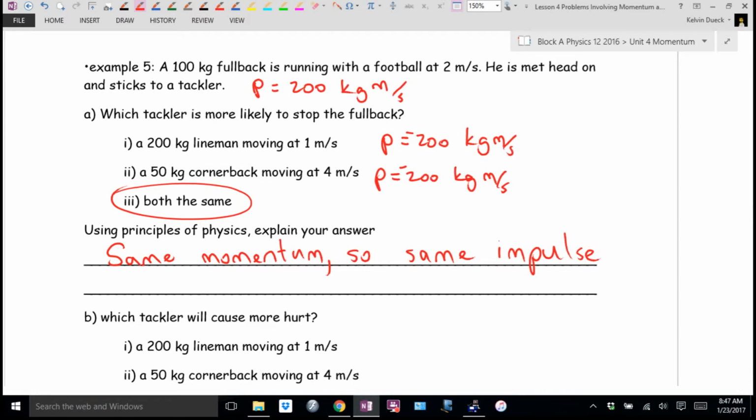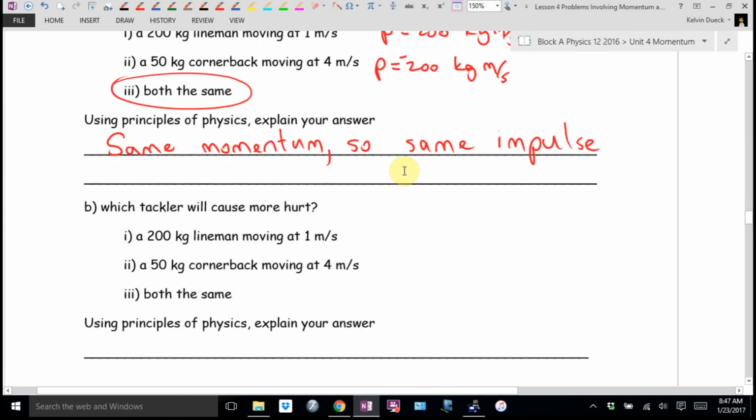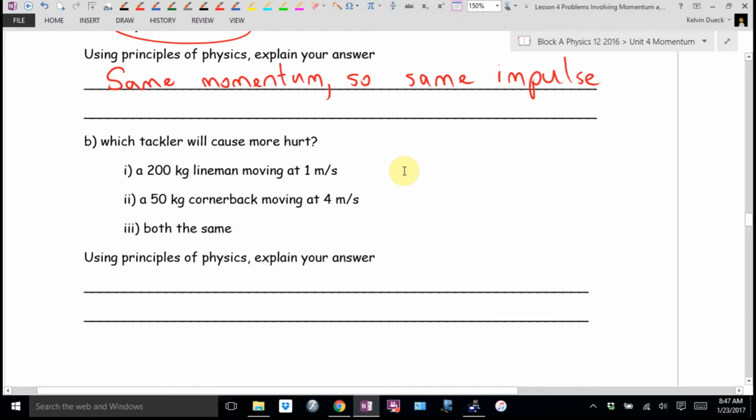Okay. So this sort of explains, if you watch football, some of the tackling that goes on. If you're bigger, you don't have to move as fast to bring a person to a stop. If you don't weigh as much, you have to be moving faster to bring a person to a stop. Which tackler is going to cause more hurt? The 200 kilogram lineman moving at 1 meter per second, or the 50 kilogram cornerback moving at 4 meters per second, or because they have the same momentum, it's both the same? And convince me. Same momentum?